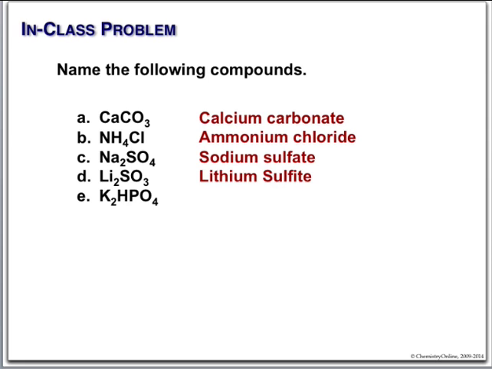Now here we took phosphate, which is PO4, and we stuck a hydrogen on it. Right? So this is going to be hydrogen phosphate. Potassium is our cation. We simply write potassium hydrogen phosphate.